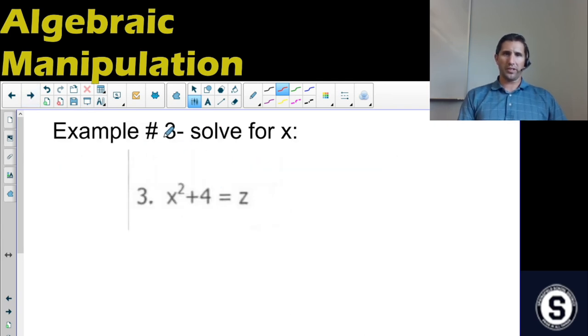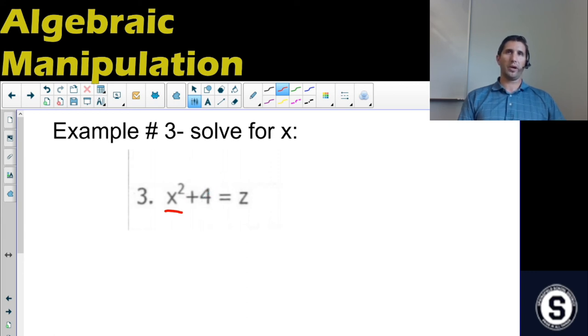So this last one, it says example 3, solve for x. So we're going to get x by itself in this equation. X squared plus 4 equals z. We already have the equation written out. I'm going to underline the variable I'm looking for. Okay, so let's talk about what's happening to x here. X is being squared, which means multiplied by itself. And we're also adding 4 to it.